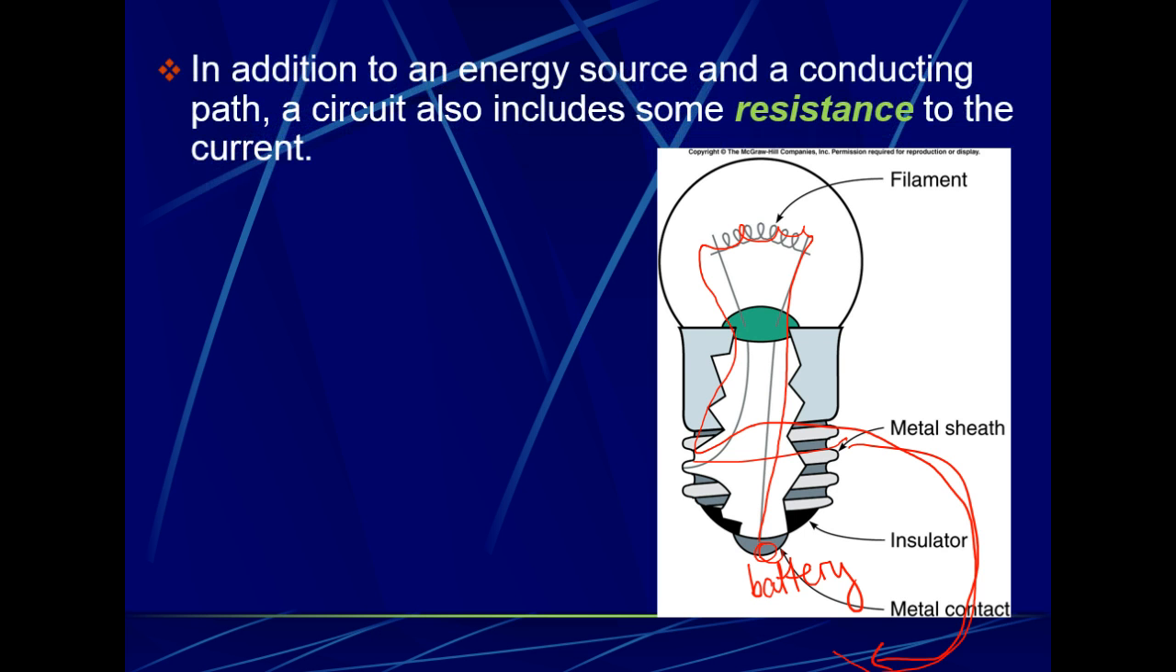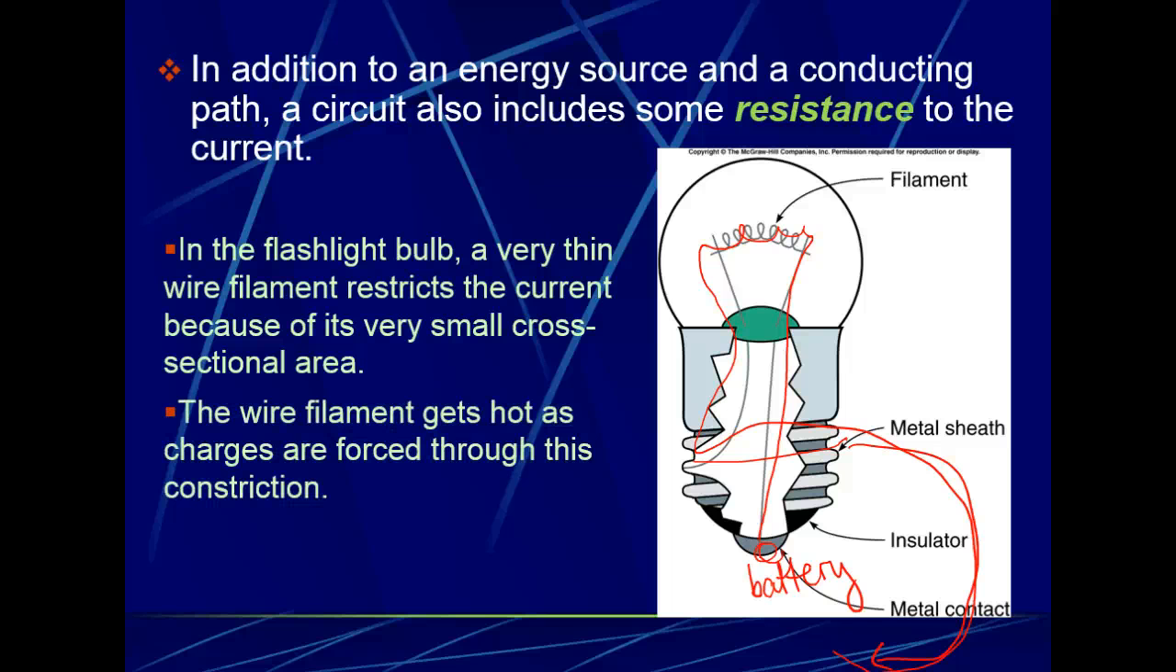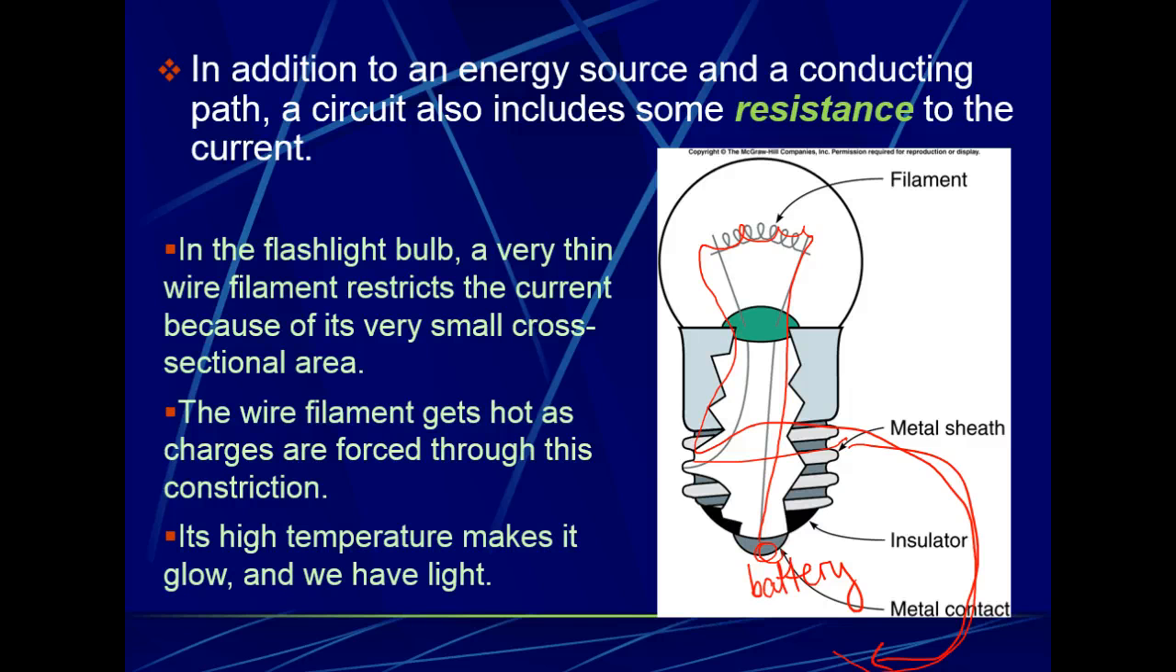So, in addition to an energy source and a conducting path, a circuit also includes resistance. In our flashlight bulb, this very thin filament wire is going to restrict the current. Basically, it's the equivalent of road construction on the interstate. It's going to slow everything down and make it a lot harder, kind of that traffic jam for electrons to go through. As a result of these charges forcing their way through there, the wire is going to get very, very hot. That is what creates the light, that glow.